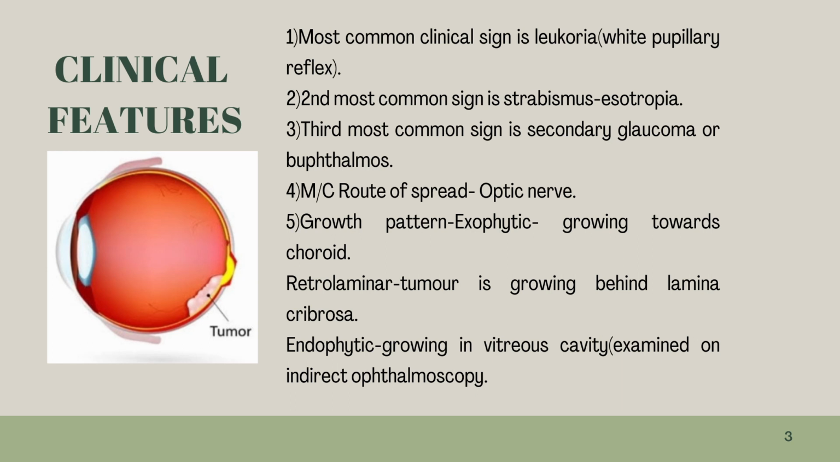It spreads via the optic nerve and the growth pattern is exophytic, that is, it grows towards the choroid layer of the eyes. Then retrolaminar, that is, the tumor will grow behind the lamina cribrosa. You know what is lamina cribrosa? It's a kind of mesh-like structure which is seen in the posterior part of sclera through which the optic nerve passes. So it will grow retrolaminar behind the lamina cribrosa and then endophytic, that is, it will grow inside the vitreous cavity. You can observe that easily under indirect ophthalmoscopy.